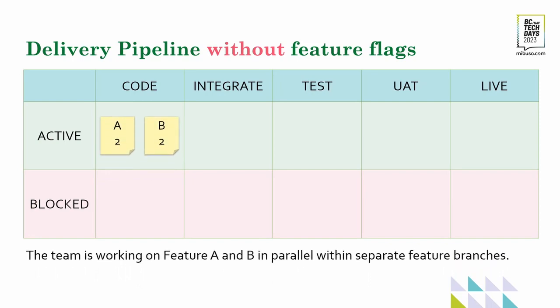So we start coding our two new features. We have two developers working on feature A and feature B. It's about 2 days for each feature to be coded. We are doing development in 2 separate feature branches.